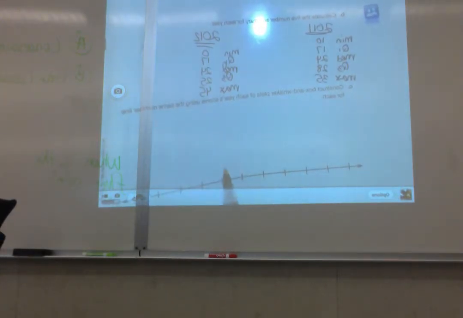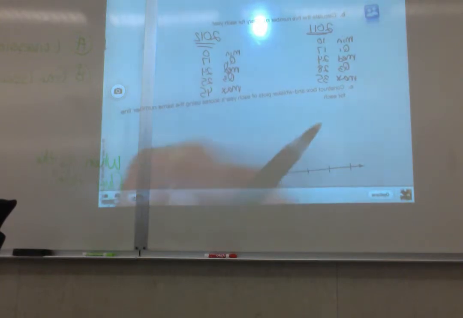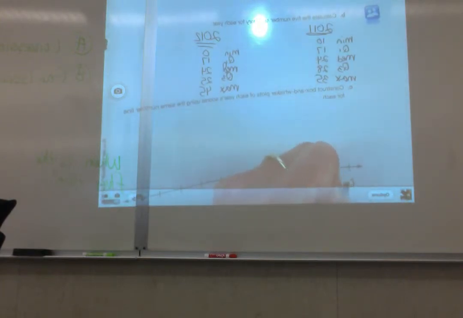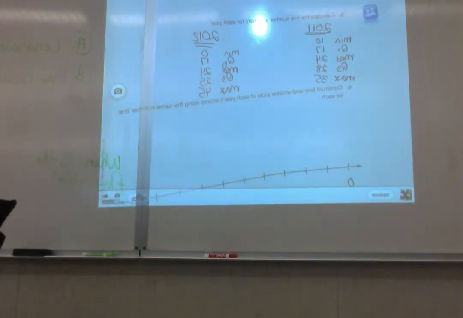Box and whisker plot. We got to figure out what kind of numbers we have here. The lowest number is a 0, and the top number is a 45. If I'm looking at the 2 different graphs, let's see if we go by 5s, if that'll work. 0, 5, 10, 15, 20, 25, 30, 35, 40, 45. Yes.